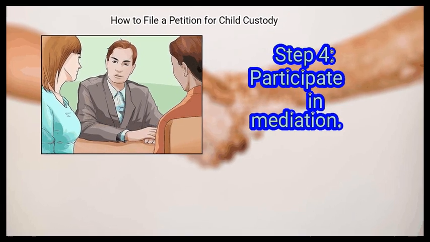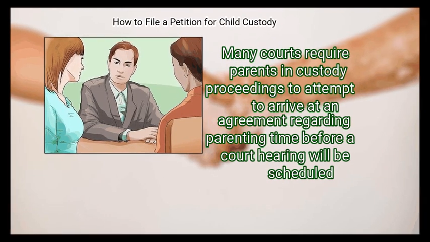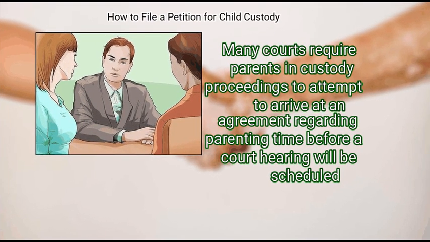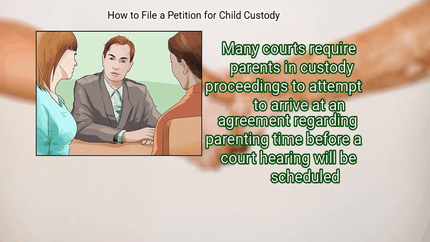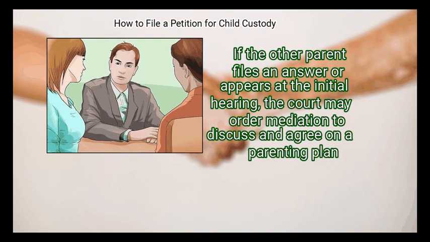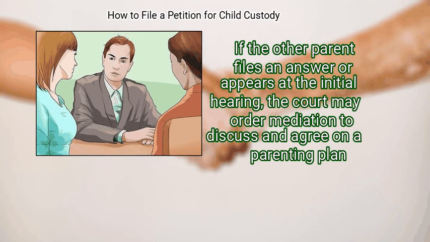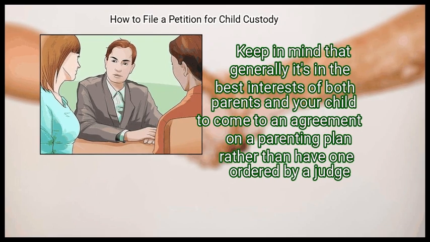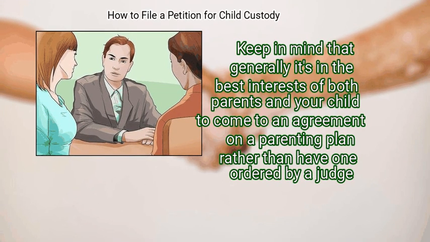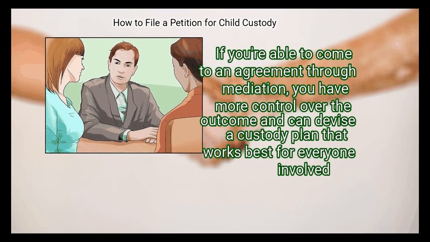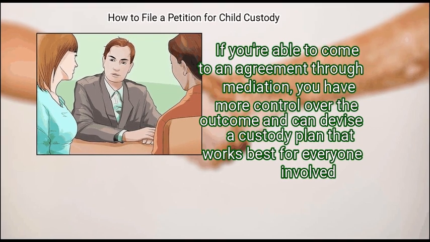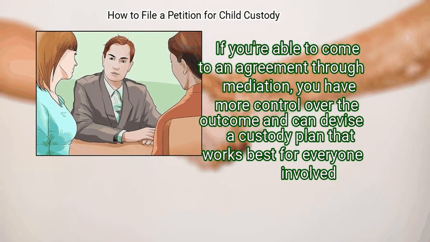Step 4. Participate in mediation. Many courts require parents in custody proceedings to attempt to arrive at an agreement regarding parenting time before a court hearing will be scheduled. If the other parent files an answer or appears at the initial hearing, the court may order mediation to discuss and agree on a parenting plan. Keep in mind that generally it's in the best interests of both parents and your child to come to an agreement on a parenting plan rather than have one ordered by a judge. If you're able to come to an agreement through mediation, you have more control over the outcome and can devise a custody plan that works best for everyone involved.